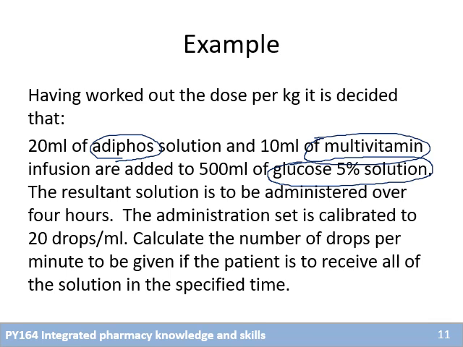Now what they need here is for the drug to be given over 4 hours. So the administration set is then calibrated to 20 drops per mil. And we need to know the number of drops per minute to be given if the patient is to be given the full 500 mils over the 4 hours.